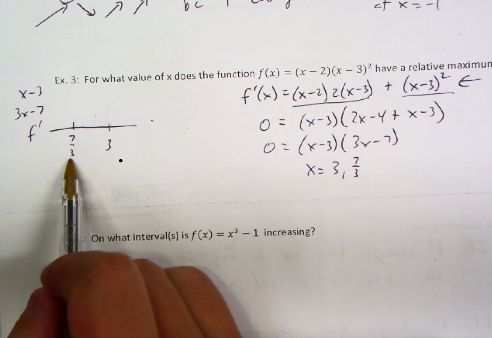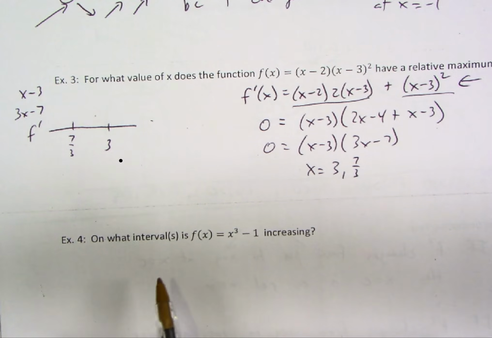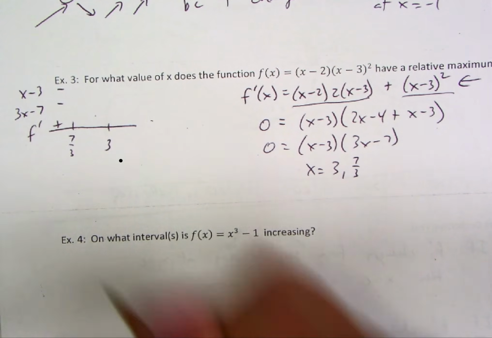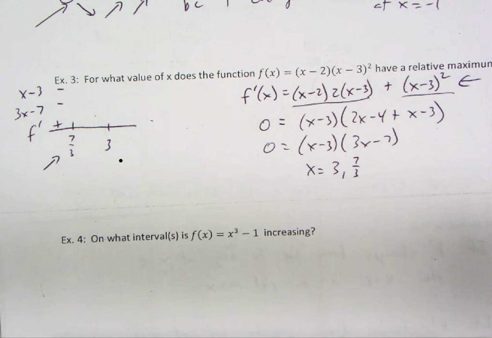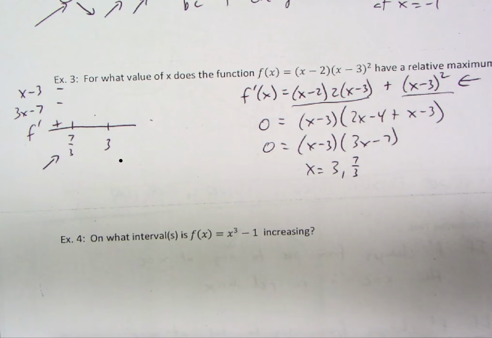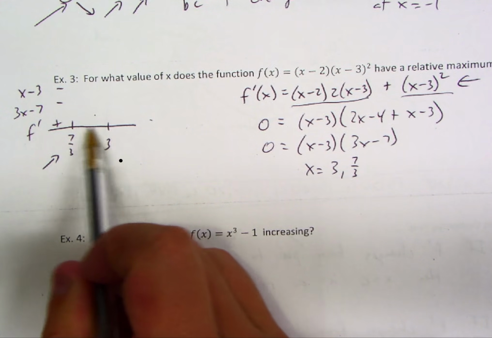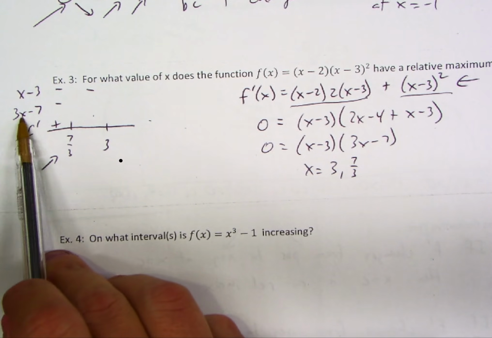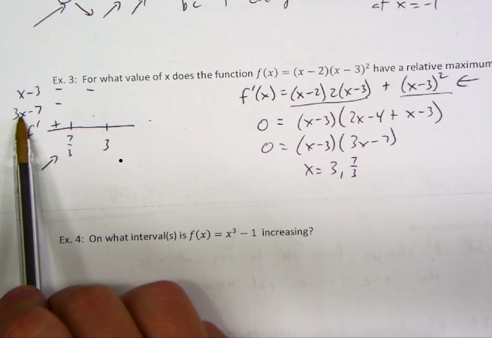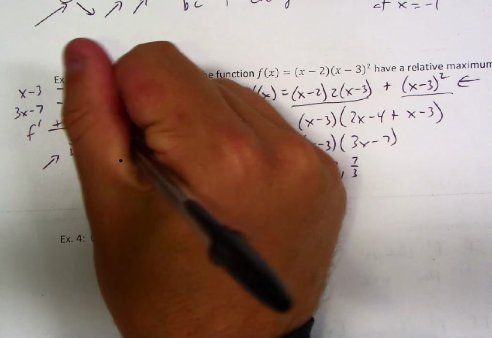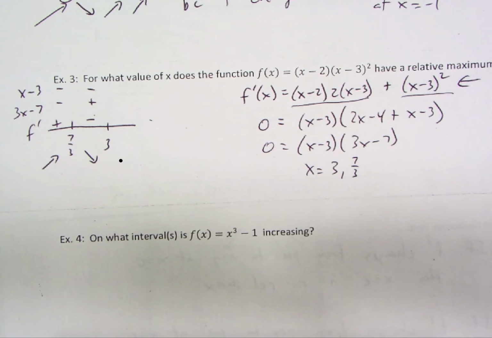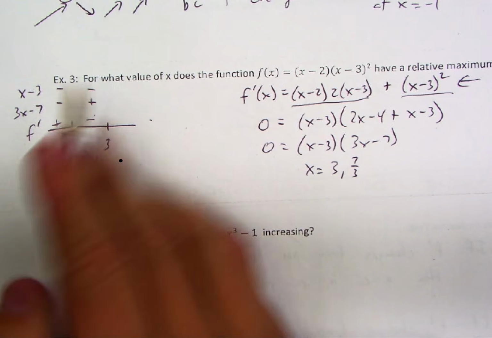So I pick a number less than 7/3 to plug into each of these factors. So I'm going to plug 0 in. So this would be a negative and a negative, which means positive. F's going up. 7/3 is 2 and 1/3, so we could plug 2.5 into this interval. So 2.5 minus 3 is negative. 3 times 2.5 is 7.5. 7.5 minus 7 is positive. And if I multiply a negative and a positive, we get a negative. And if I plug in a big positive, these would both be positive.